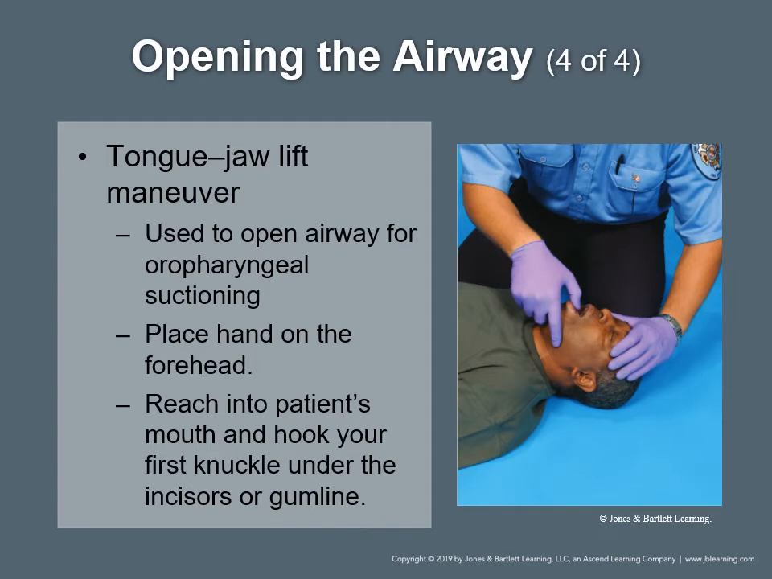The tongue jaw lift maneuver. This is used to open the airway for oropharyngeal suctioning. It cannot be used to ventilate a patient because it does not allow for an adequate mask seal. To perform the tongue jaw lift maneuver, follow these steps. Position yourself at the patient's side. Place the hand closest to the patient's head on the forehead. With your other hand, reach into the patient's mouth and hook your first knuckle under the incisors or the gum line. While holding the patient's head and maintaining the hand on the forehead, lift the jaw straight up.